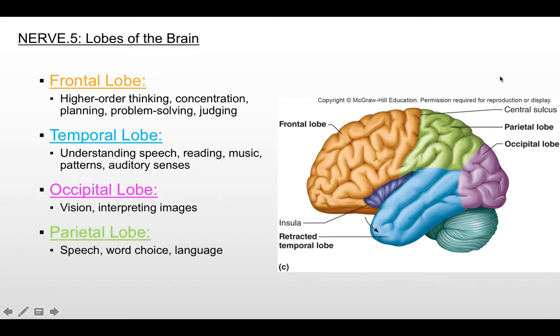Lastly, the parietal lobe has regions for speech and word choice, also language. A lot of our communication skills are centered here in the parietal lobe.